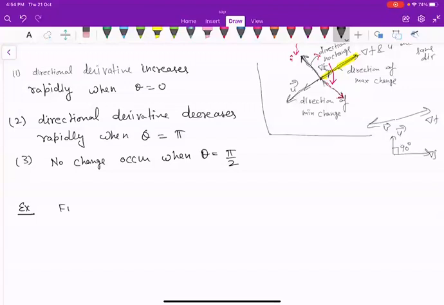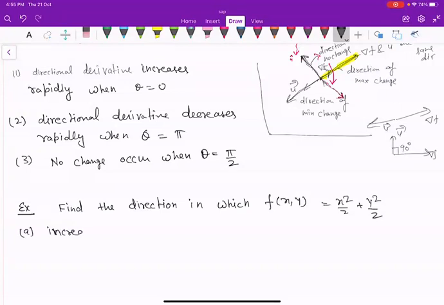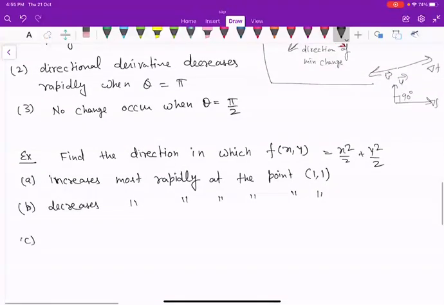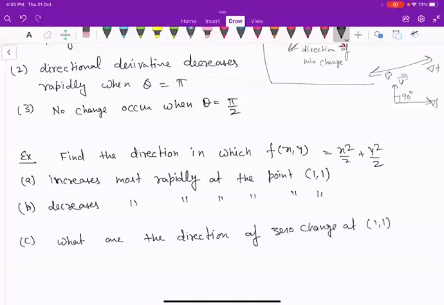Find the direction in which the function f(x, y) equals x square by 2 plus y square by 2 increases most rapidly at the point (1,1), decreases most rapidly at the point (1,1). And part C, what are the directions of zero change at the point (1,1)? Okay.